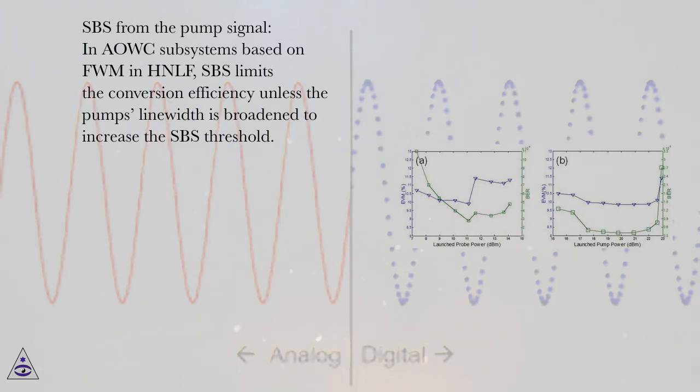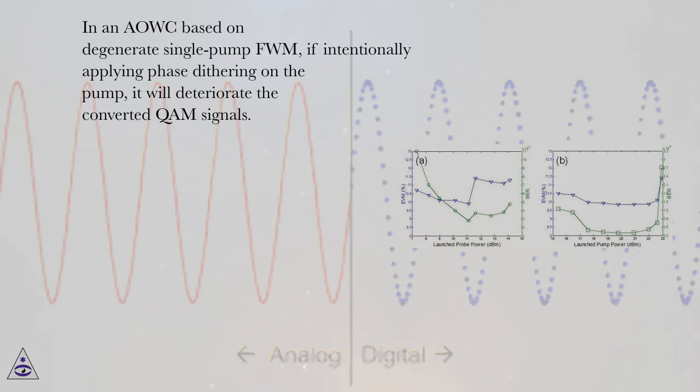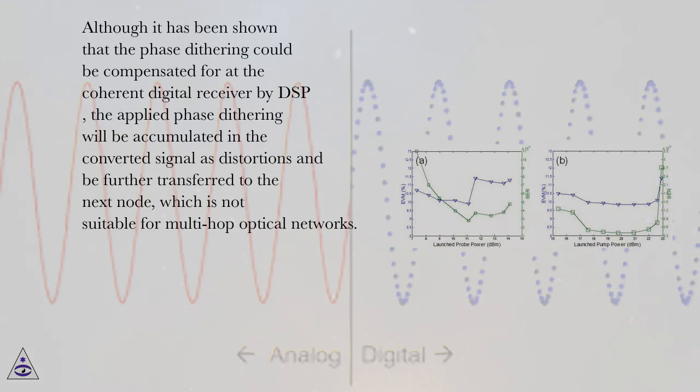SBS from the pump signal. In AWOC subsystems based on FWM and HNLF, SBS limits the conversion efficiency unless the pump's linewidth is broadened to increase the SBS threshold. In an AWOC based on degenerate single pump FWM, intentionally applying phase dithering on the pump will deteriorate the converted QAM signals. Although it has been shown that the phase dithering could be compensated for at the coherent digital receiver by DSP, the applied phase dithering will be accumulated in the converted signal as distortions and be further transferred to the next node, which is not suitable for multi-hop optical networks.